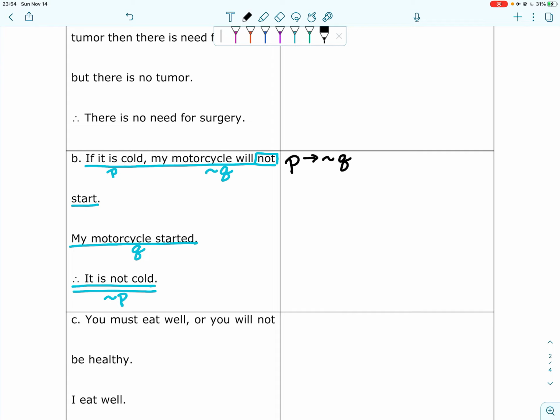I'm going to go down a little bit and write down the Q. And then I have the 3 dots and the not P. I like to do the 3 dots on the side as well, just so that I know that that last line there is my conclusion.